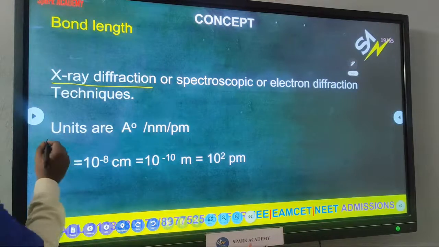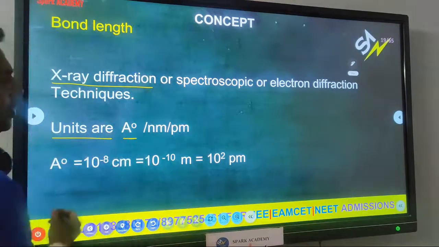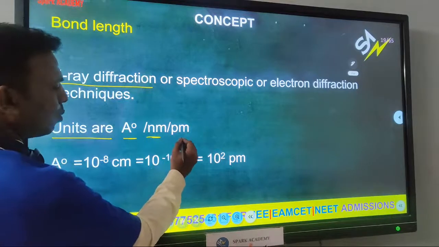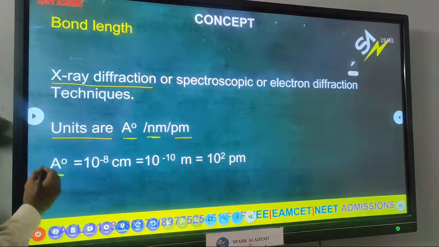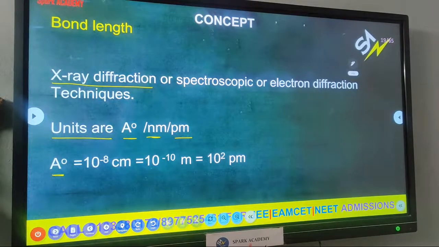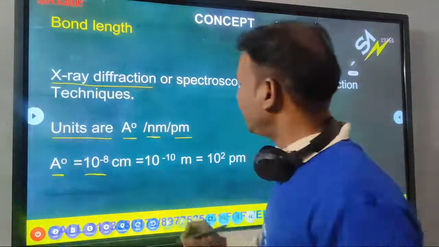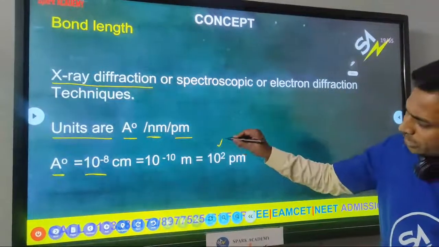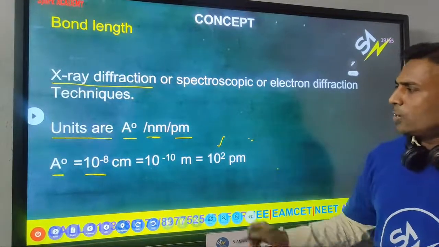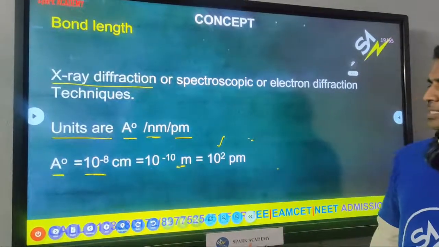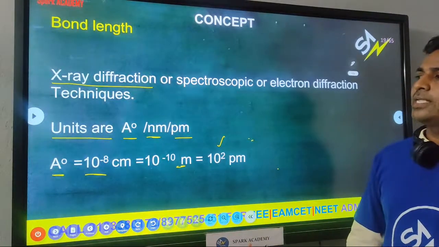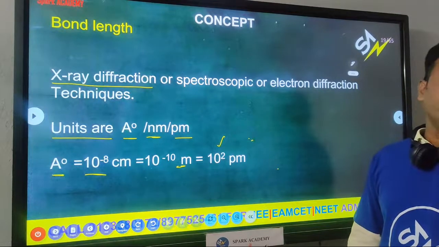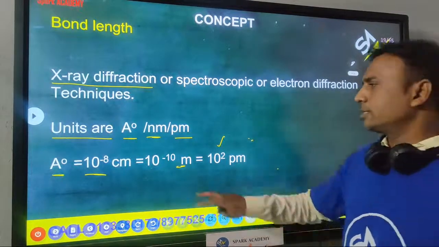What are the units for bond length? Angstrom units, nanometers, picometers we use here. For example, 1 angstrom unit is equal to how many centimeters? 10 to the power of minus 8 centimeters. What about meters? What about picometers? So in this way we converted the units of bond length: angstrom units, nanometers, picometers.